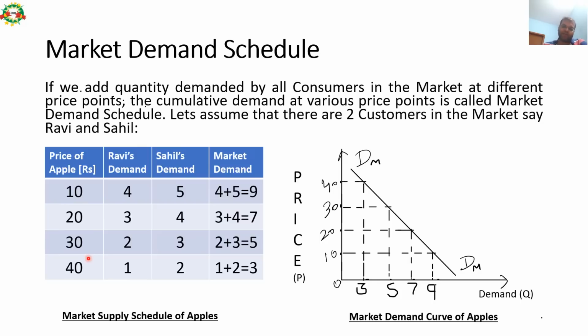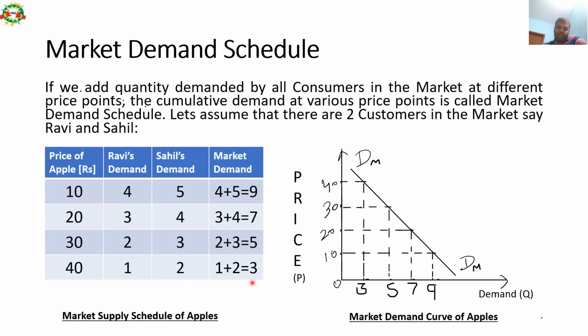At 30 rupees per apple, Ravi would demand 2 apples and Sahil would demand 3 apples. So total demand in the market will be 5 apples. And at 40 rupees, Ravi's demand would further go down to 1 apple and Sahil would like to buy only 2 apples. Total demand in the market would be 3 apples. So this is the market demand schedule of apples for the entire market.